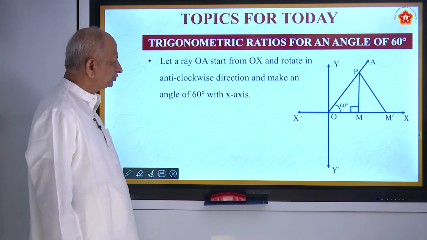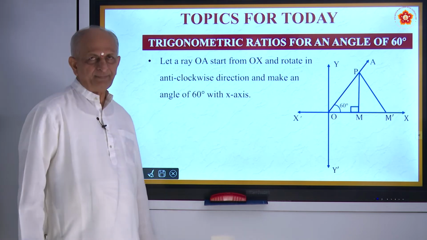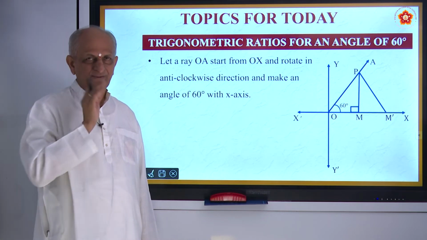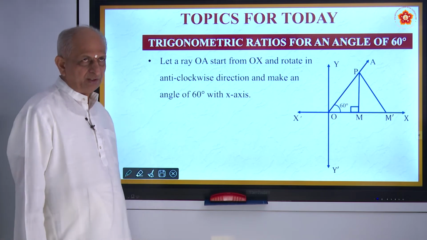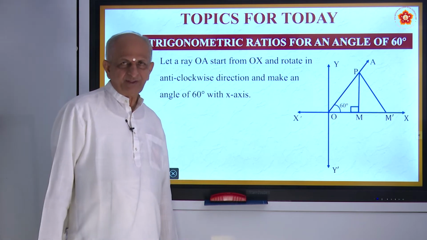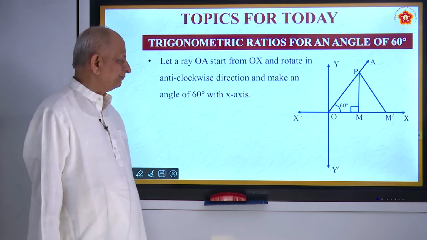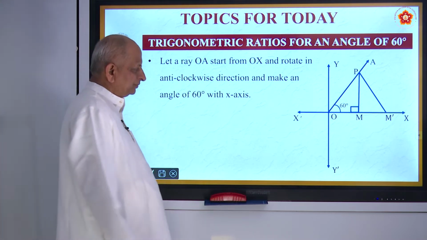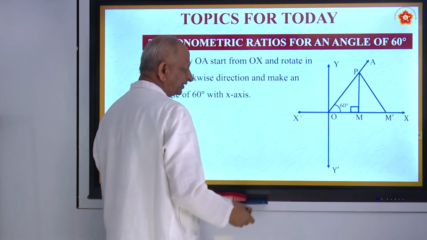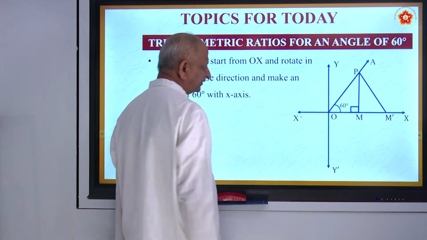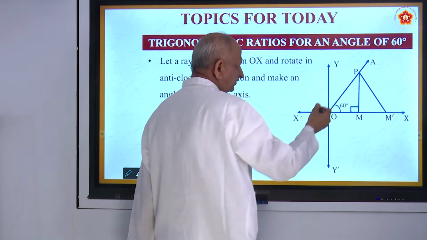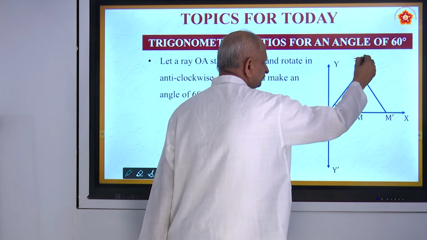Now we'll pass on to today's topic. So in the previous class, we have seen about angles 30 degrees and 45 degrees, all trigonometric ratios. Now, three more remaining. One is 60, then is 90, and then other one is 0. Now, all of you know, in a graph, there will be two axes. One is called x-axis. This is x'x, x dash is x-axis. Y'Oy is y-axis. So what is OA? OA is a ray. What is a ray?